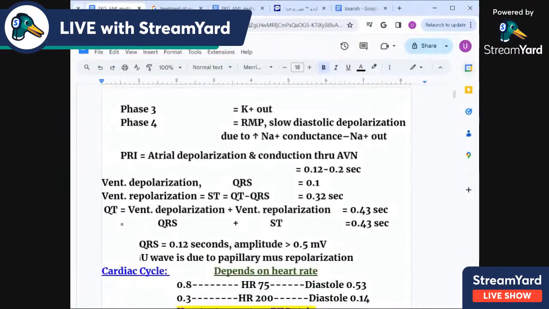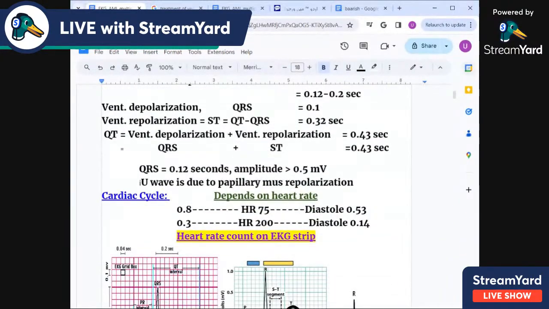Then I discussed this one. QRS we discussed, 0.12 second, ST is 0.33 seconds, and QRS plus ST is ventricular depolarization plus repolarization, which is 0.45 second as the QT interval.